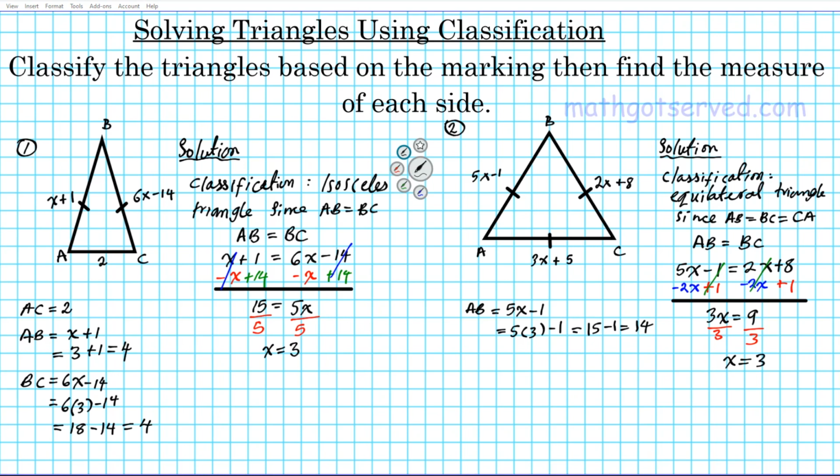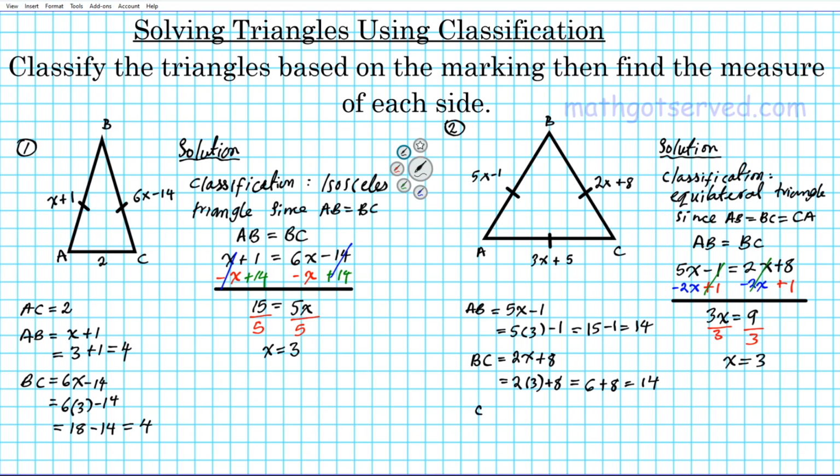Okay, so let's go ahead and test it out to see if our answer is in fact correct. So for BC, we have the expression 2x plus 8. And then when we plug in 3, we have 2 times 3 plus 8. All right, 2 times 3 is 6. 6 plus 8 is 14. All right, excellent. It matches with AB.